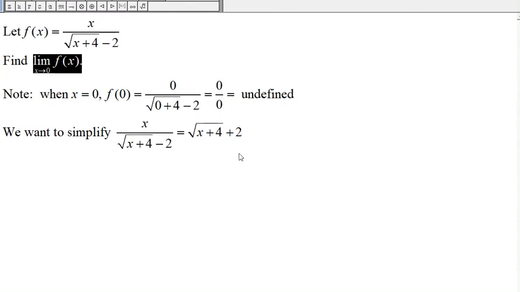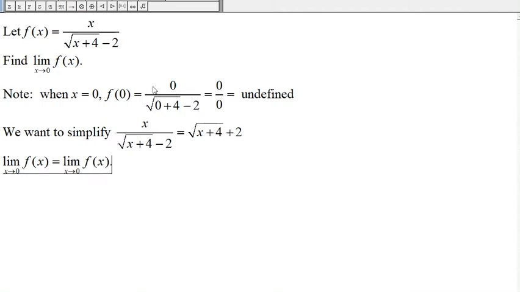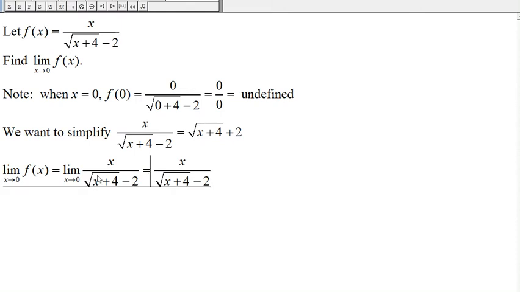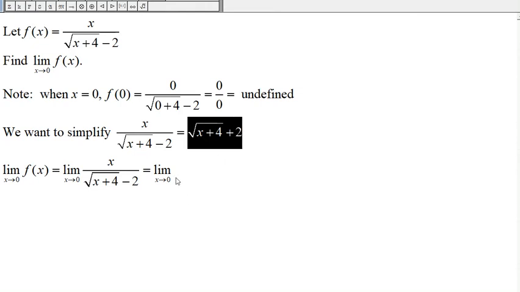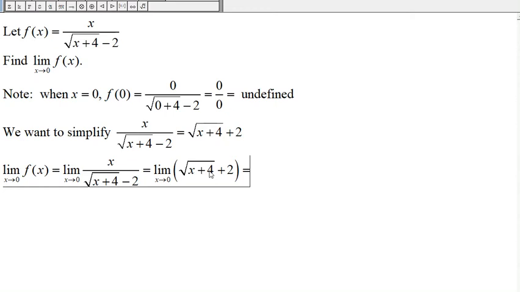And now we can find the limit right here. But this is the same as this. And now as x approaches 0, then we get 0 plus 4, which is 4, and then plus 2. And so we get 4. And so that's what we saw on the graph.